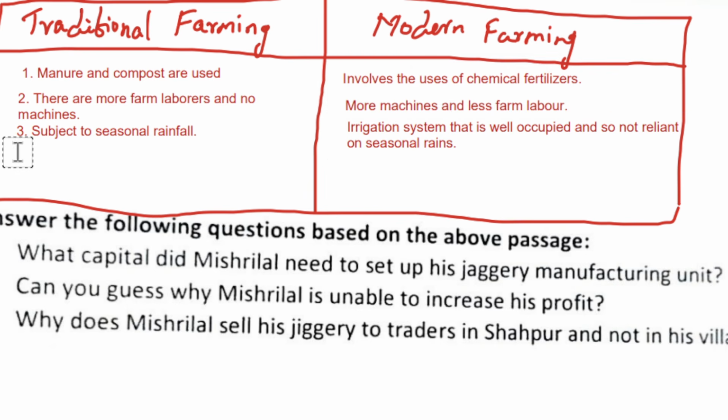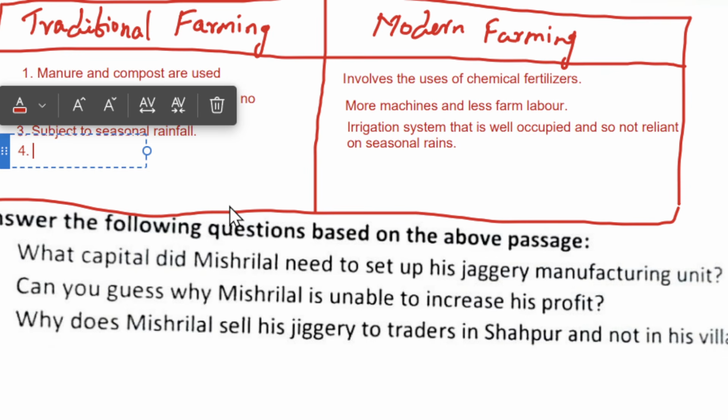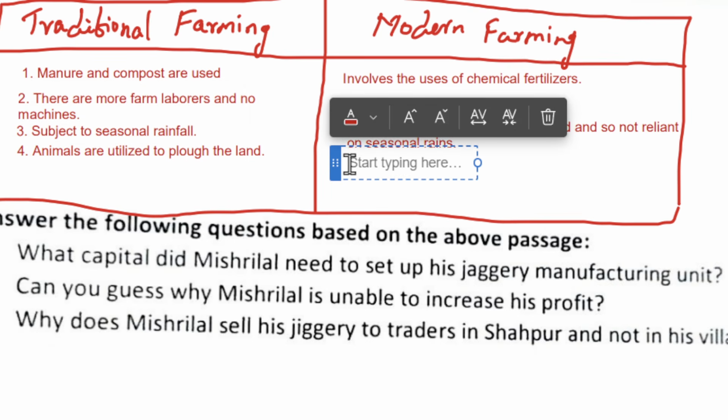So fourth point, animals are utilized to plough the land. And again Z and S. Here we have tractors. Tractors are used to plough the field.